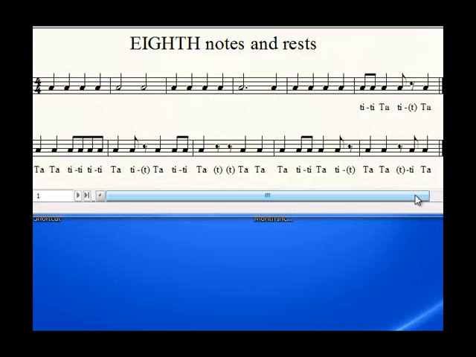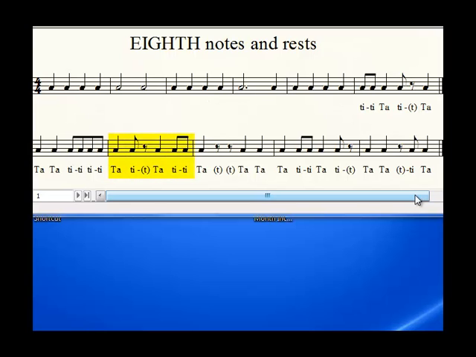1, 2, here we go. Ta, ta, ti, ti, ti, ti, ta, ti, ti, ta, ti, ti, ta, ti, ta, ta, ta, ti, ti, ta, ti, ti, ta, ta, ti, ta. Was that hard? Let's try to start one more time, but let's focus on starting on the second bar.